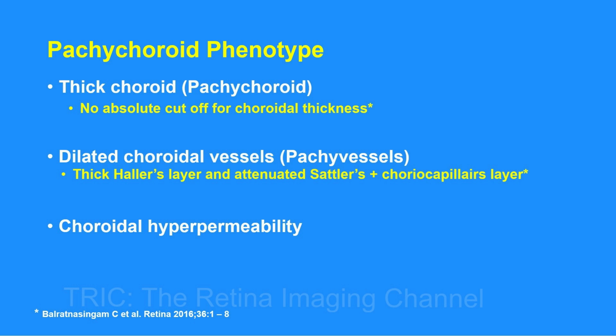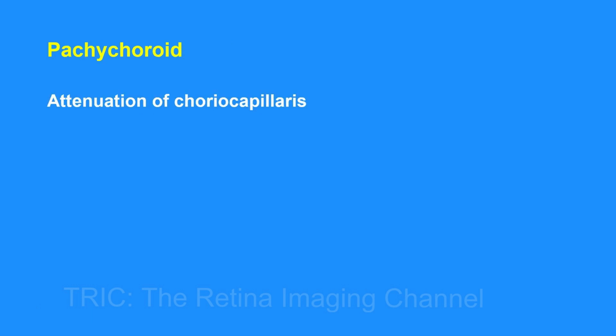The pachychoroid phenotype consists of thick choroid, but there is no absolute cutoff mark for the choroidal thickness. There has to be dilated choroidal blood vessels or pachyvessels, which means thick Haller's layer and attenuated satellites and choriocapillaris layers, and there will be choroidal hyperpermeability. So basically pachychoroid means attenuation of choriocapillaris, which is the most important feature of this phenotype.